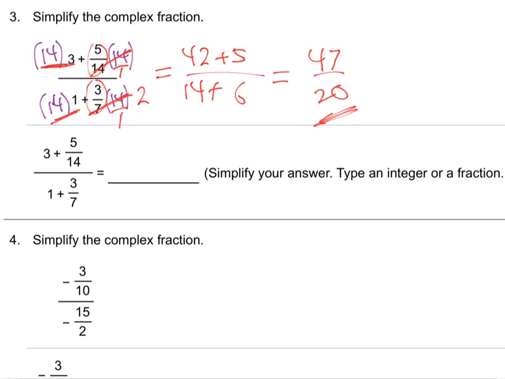Is that good? Is this making sense? Take aim at those denominators. All right, want to try number 4? Same thing. Multiply top and bottom.